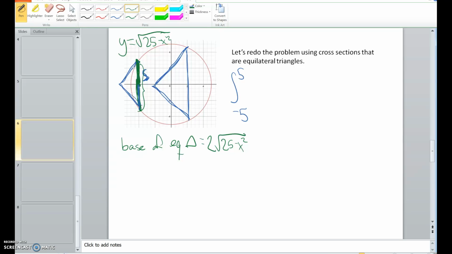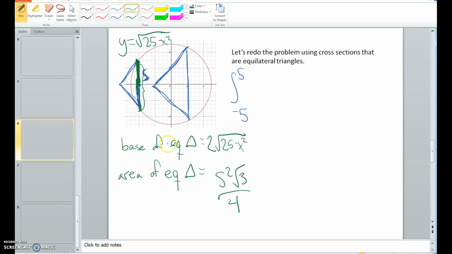So if that's the base, what is the area of the triangle on that base? The area of an equilateral triangle, some of you may know this formula, some of you may not, is just the side length squared times the square root of 3 over 4. So this is going to be a pretty handy area formula in this unit.